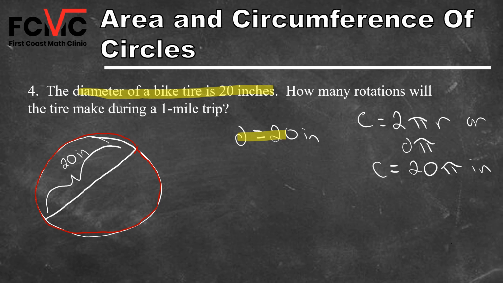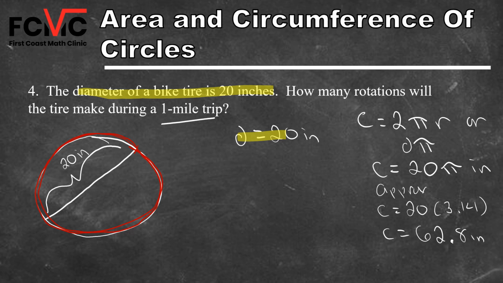Since we're figuring out the actual distance, let's find the approximate value here. So I'm going to multiply 20 times 3.14. So our circumference is going to be 62.8 inches. So the circumference of our tire, the distance around our tire, is 62.8 inches. So in one complete revolution of our bike tire, we're traveling 62.8 inches. All right.